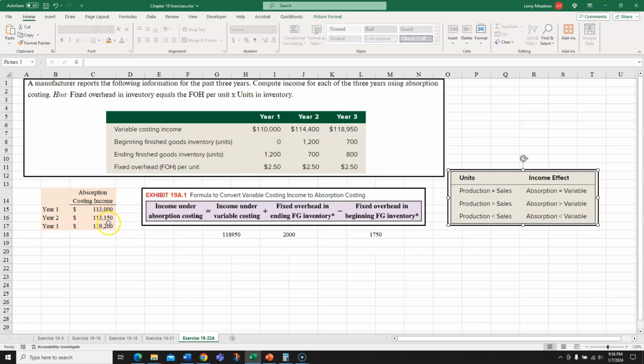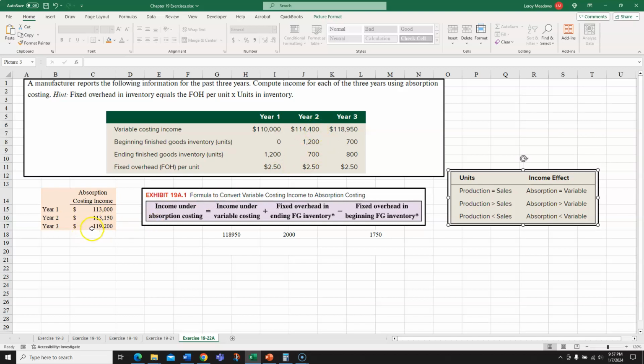Now in year two, we actually sold more than we produced. Why? Because my ending finished goods is less than what I started out with. So I sold more than I produced. So when production is less than sales, absorption income should be less than variable costing income. Absorption costing income is $113,150, and that is less than the $114,400 we were given for variable costing.